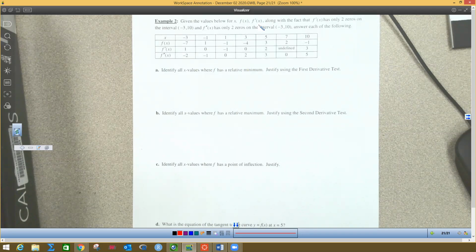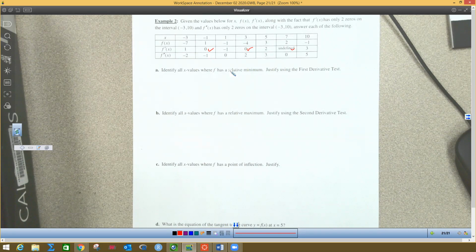Given the values below for the x's, which are across the top, these are the x values, the f of x values, which are the ordered pair that goes with them, there's the x, y. The first derivative values are here, and then the second derivative values here for the same function. And it says the fact f prime has only 2 zeros on the interval from -3 to 10. If you look, 0, 0. There's an undefined here. Means that that could be a critical number, but we're only going to check double prime for those. There's only 2 intervals.